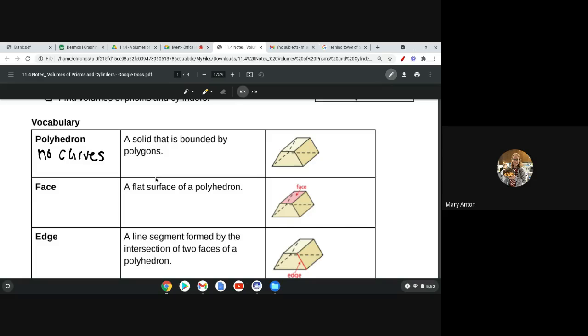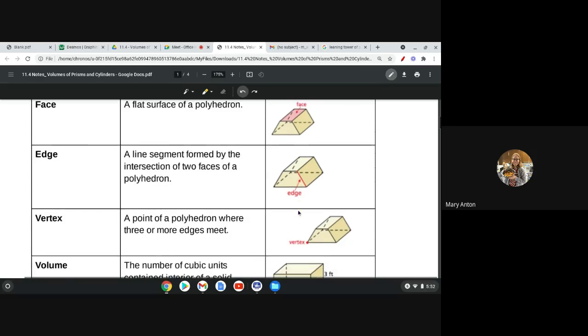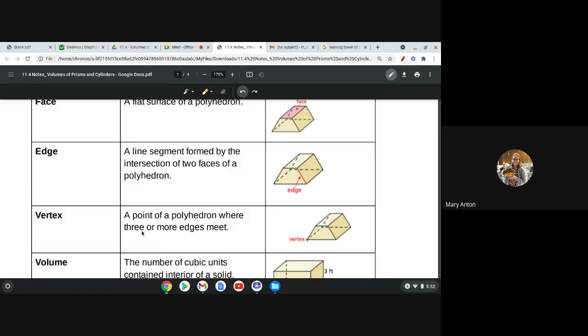And a face is just a flat surface of a polyhedron. Any flat side is a face. An edge is a line segment formed by the intersection of two faces. So an edge is the connection point between two faces. A vertex is just like a vertex of a 2D figure. It's the corner where edges meet.